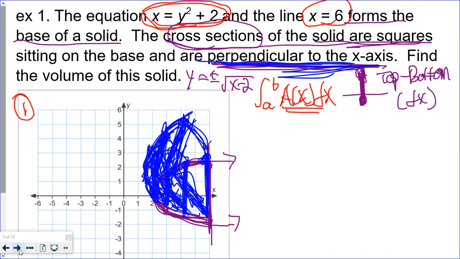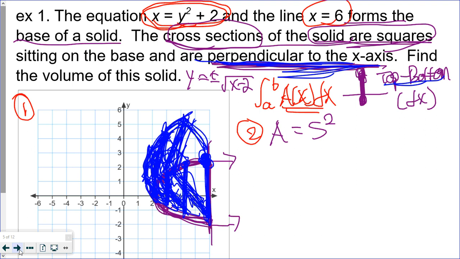Okay. All right, this is how it works. Since we know it's going to be top minus bottom, because the base of the squares is going from the top of the function to the bottom of the function. I would say that your next step after drawing the picture and trying to identify what the figure looks like, is step two: I would try to write out a generic area equation. And in this case, that generic area equation for my cross section is just a square. So area of a square equals side squared.